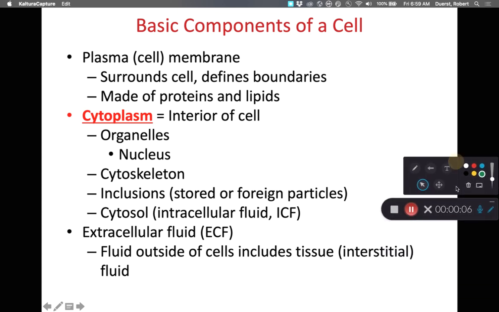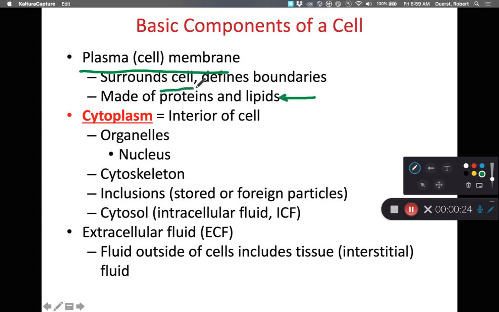So class, as we look at a cell, the basic components of a cell include the plasma membrane, also known as the cell membrane. This membrane is going to surround the outer border of the cell. It defines the boundaries of the cell, and it's going to be made up of a lot of proteins and a lot of lipids. Particularly, it'll have a lot of phospholipids and cholesterol within it.